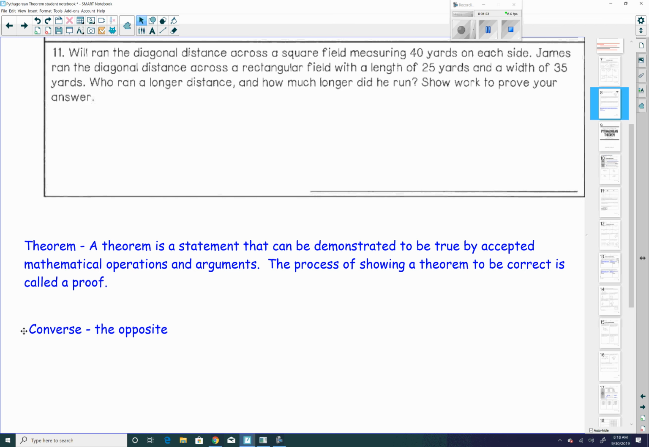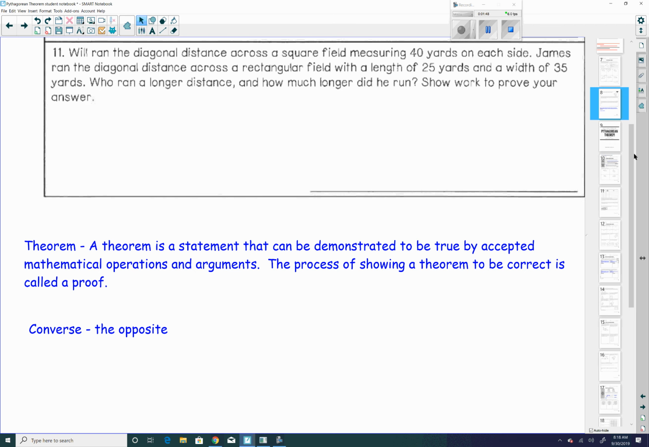So if you look at this word, you might pronounce it converse. And if you're conversing with someone, it means you're speaking with them. But in math, the converse, the accent is on the front part of the word. The converse means the opposite. So if a theorem is a statement that can be demonstrated to be true, its opposite means we're going to be going in both directions with it being true. And I'll explain what that means in just a minute.